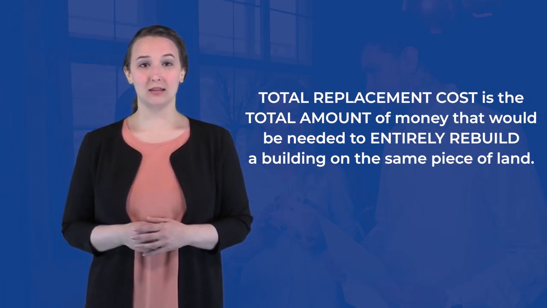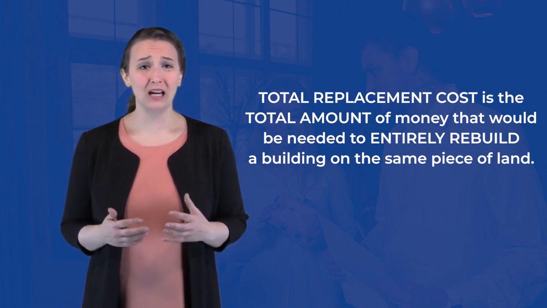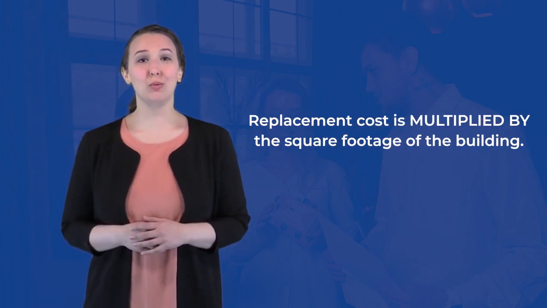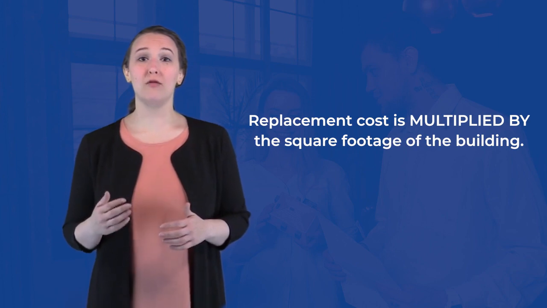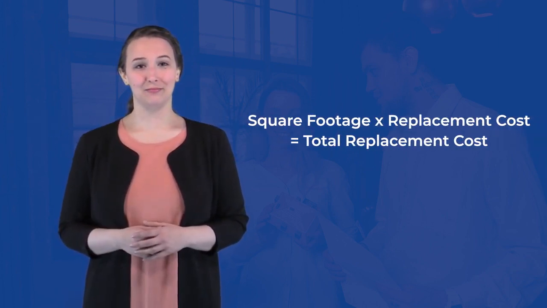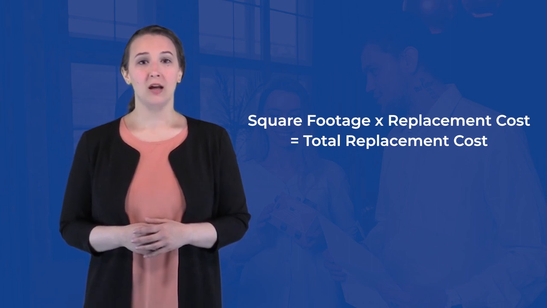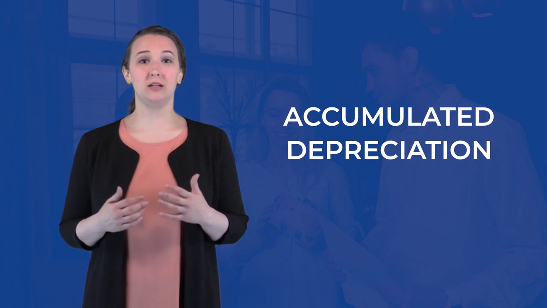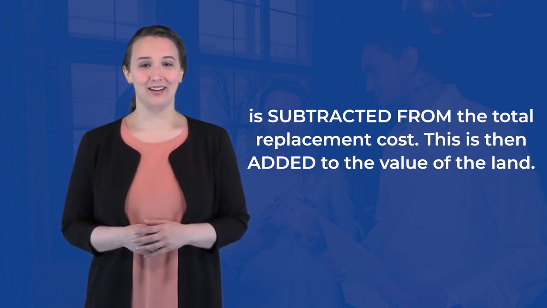Total replacement cost is the total amount of money that would be needed to entirely rebuild a building on the same piece of land. To find total replacement cost, the replacement cost is multiplied by the square footage of the building. To find the property value using the cost approach, the degree of wear and use of the property, also known as the accumulated depreciation, is subtracted from the total replacement cost. This is then added to the value of the land.